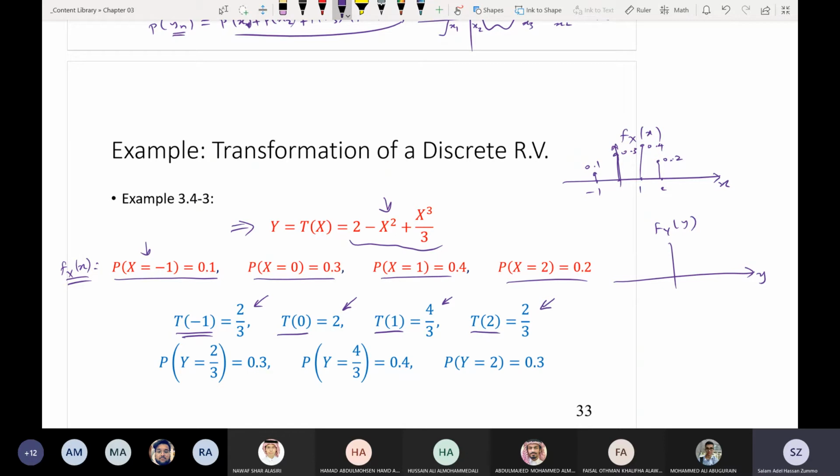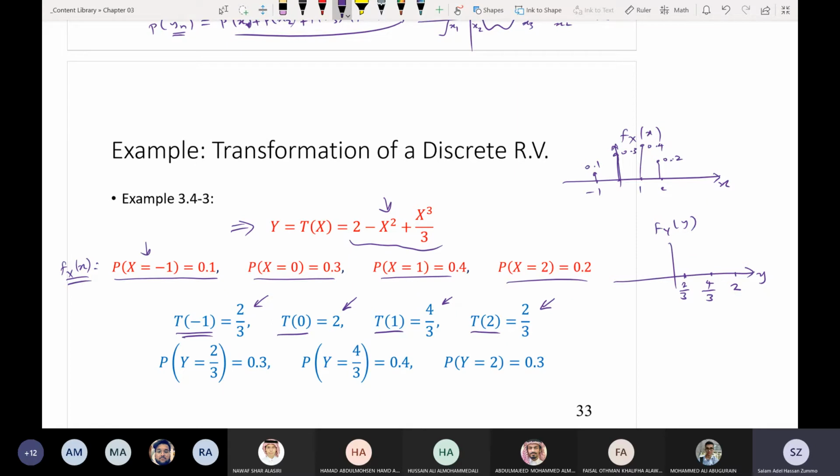So how many values does y take here? 3 values only. The first one is 2 over 3, the second one is 4 over 3, and the last one is 2. Yes. So basically we have 4 values for x, and simply we need to find the probability of every value of y.